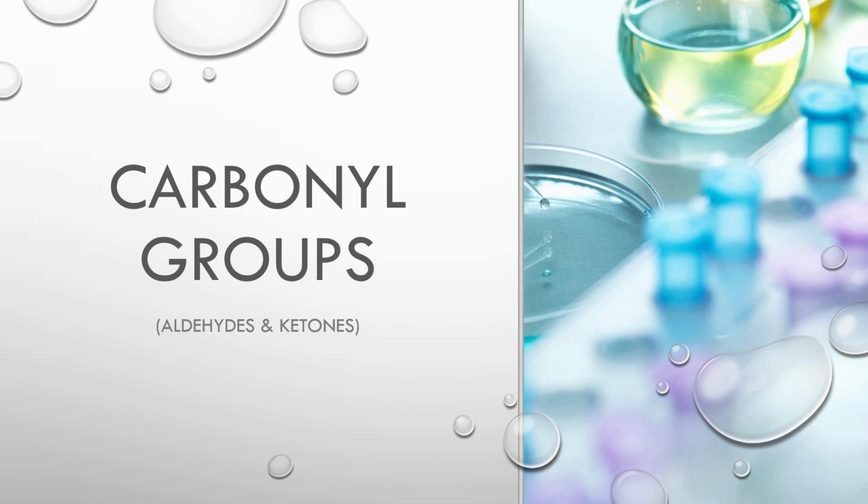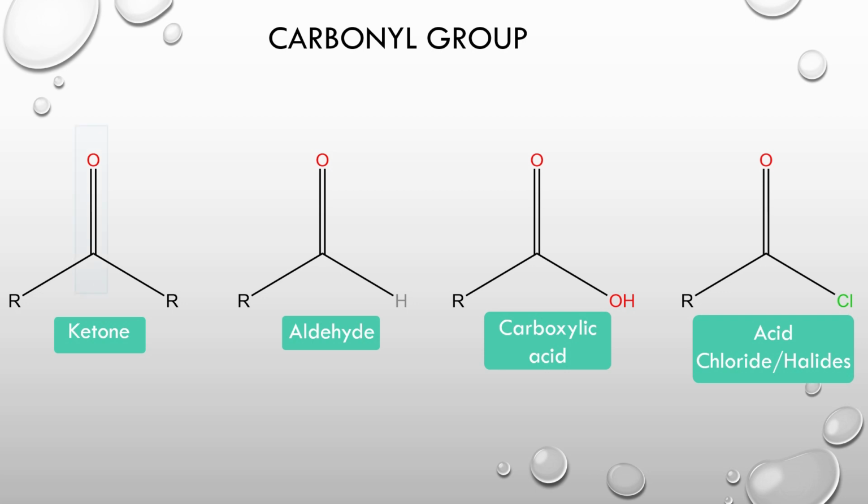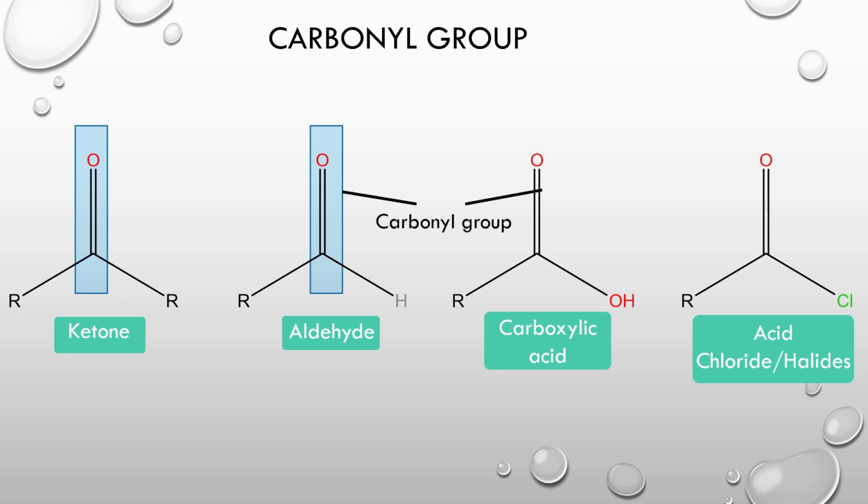First things first, what are carbonyl groups and how are we going to identify them? The answer is the C double bond O group. Any form of aldehyde, ketone, carboxylic acid, acid halides and many other compounds come under the carbonyl group. For example, these molecules have a C double bond O group in them, and this group is known as the carbonyl group.